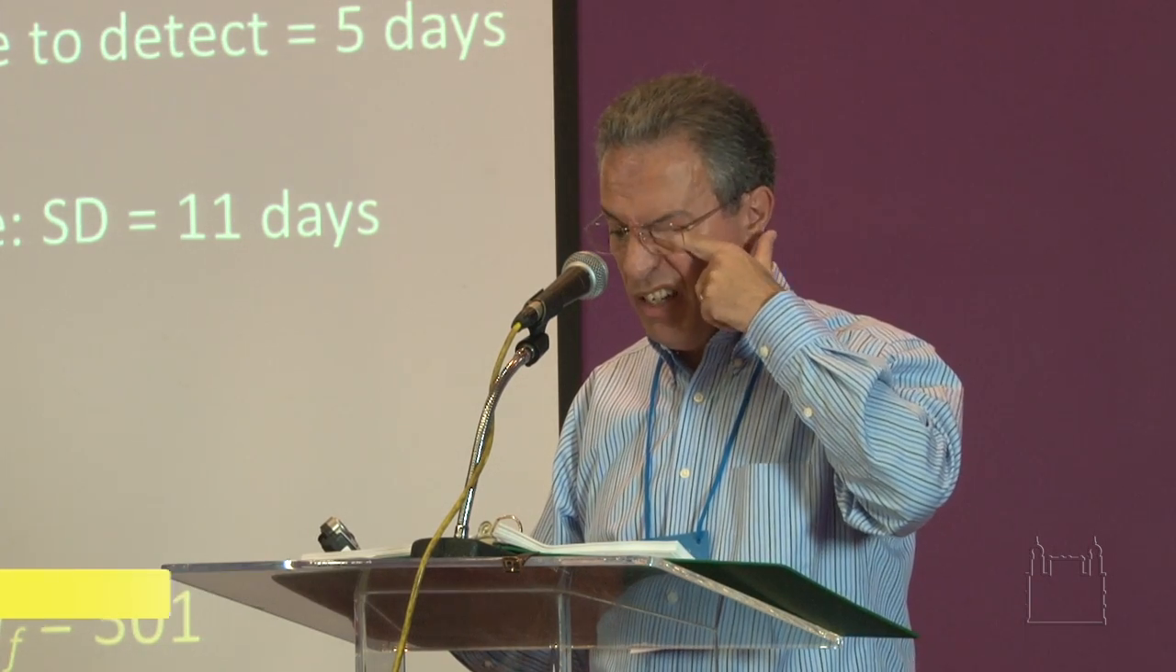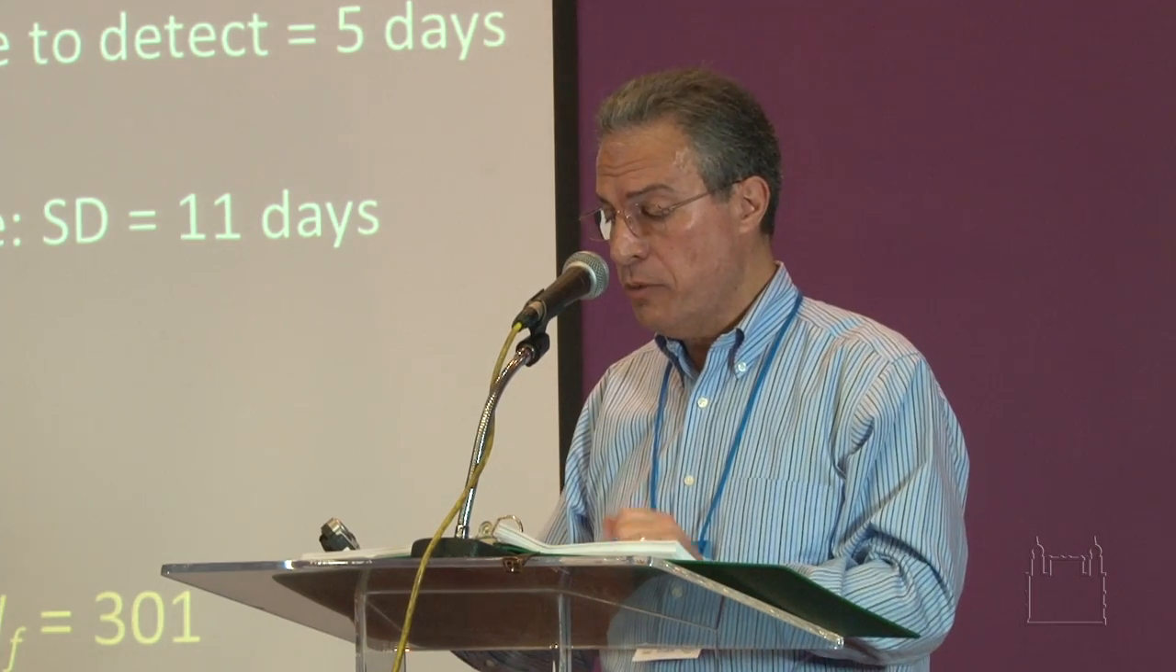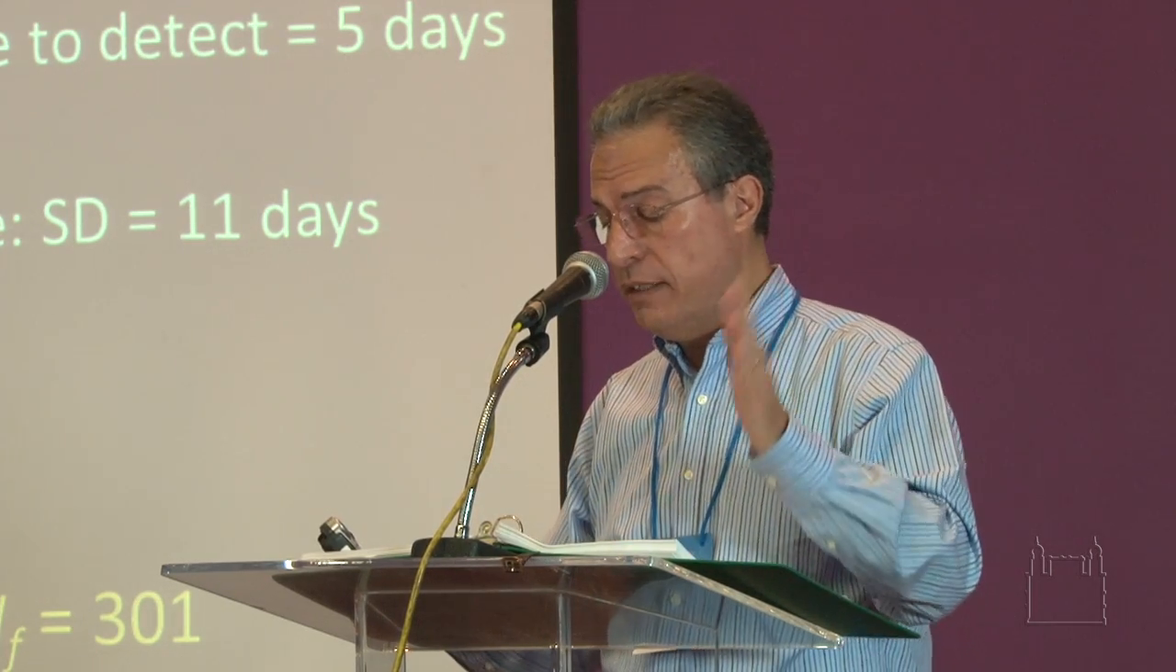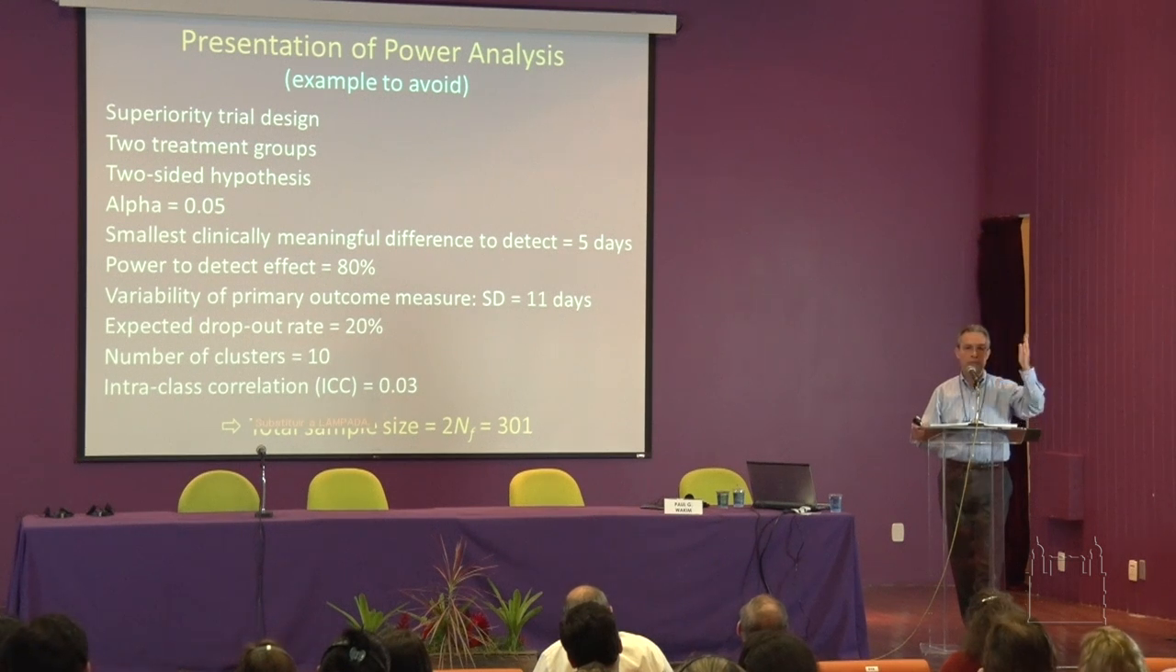And what is this way? This way says, okay, I've got a superiority trial design, two treatment groups, two-sided hypothesis, alpha, delta, power, variance, expected dropout rate, number of clusters, intercluster correlation. The investigator is a wonderful person. All the numbers you want, statistician, here they are. And the statistician enters everything in the formula, gets the final sample size 301.